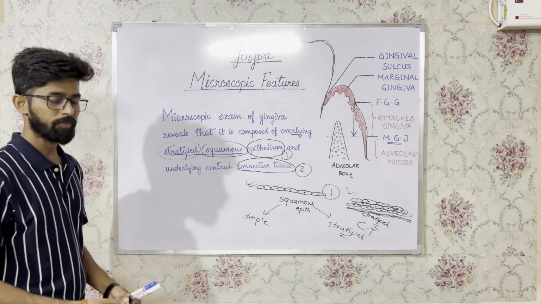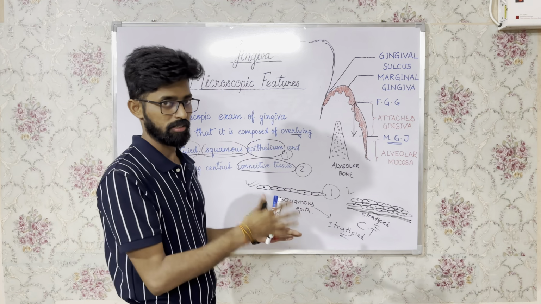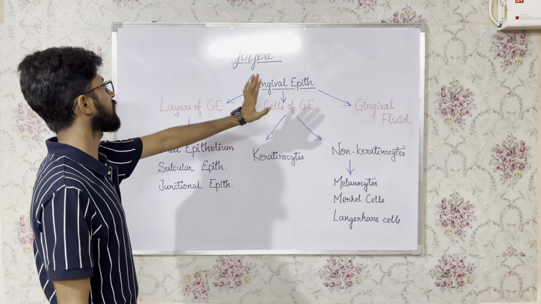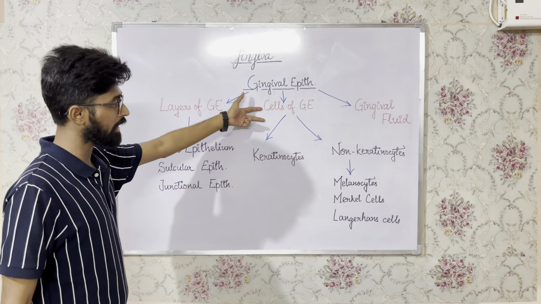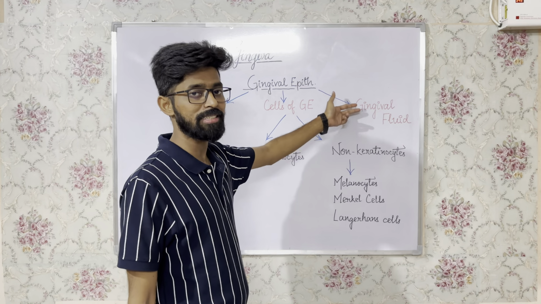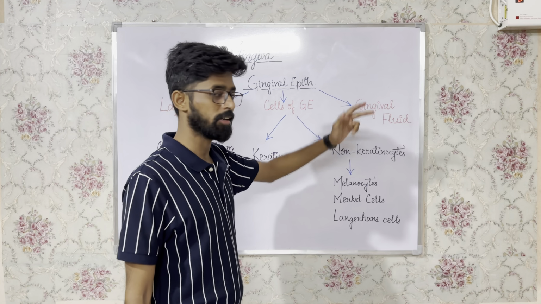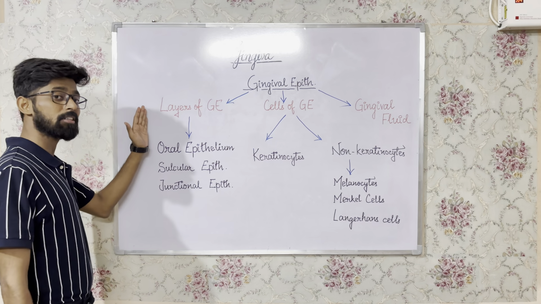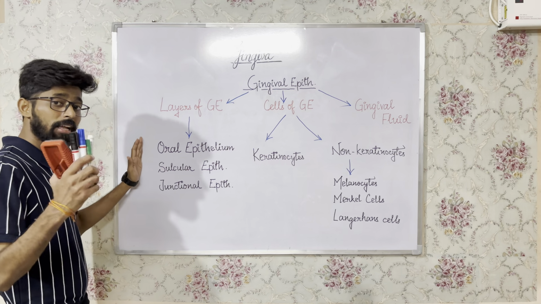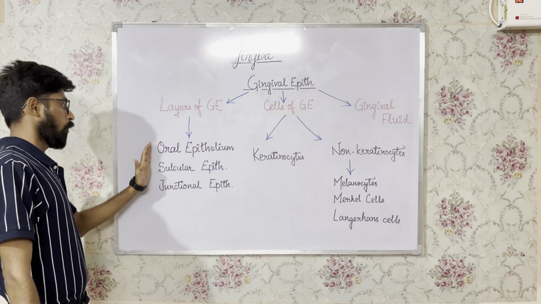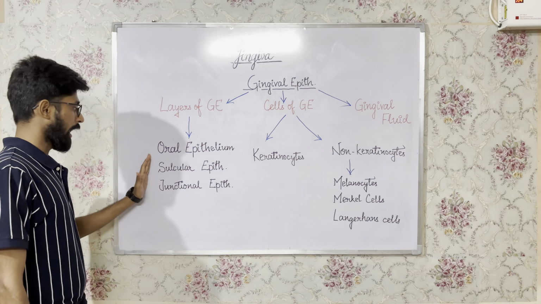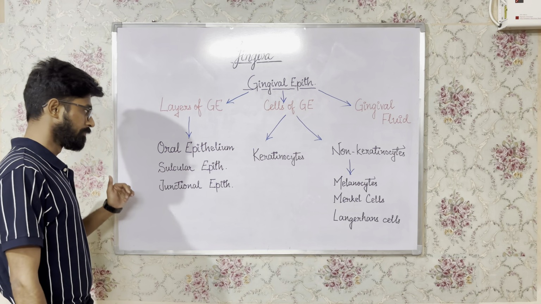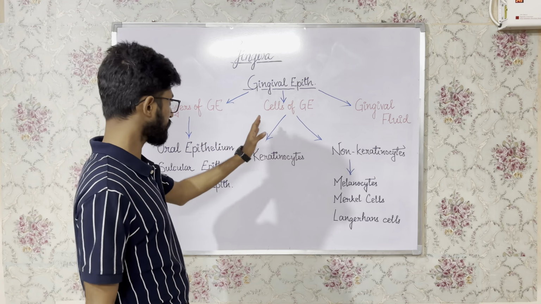So we will now make a simplified flow chart of how we will study this. Gingival epithelium consists of the layers of the gingival epithelium, the cells of the gingival epithelium, and the gingival fluid or gingival crevicular fluid. Coming to the layers of gingival epithelium, they are divided into three subtypes: oral or outer epithelium, sulcular epithelium, and junctional epithelium.